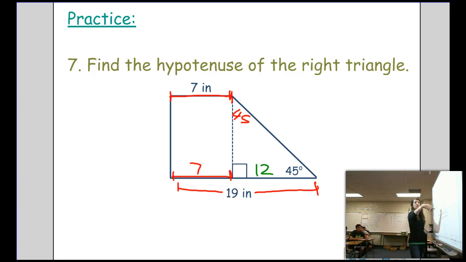Now everybody knows what to do. That's 12. This is 45, 45, 90. 12, 12, 12 root 2. The answer is 12 root 2.